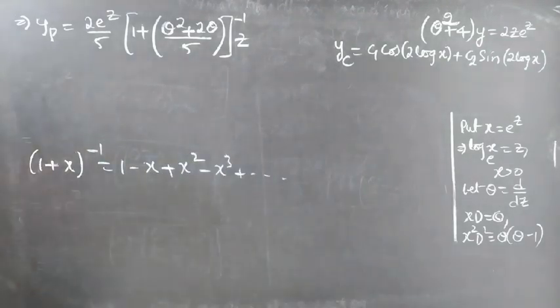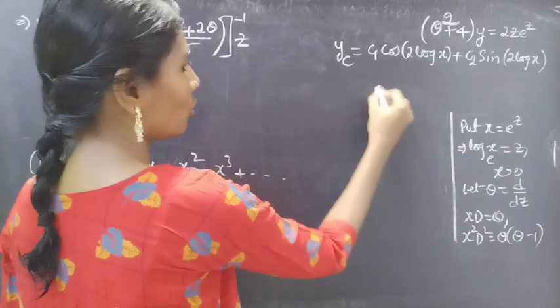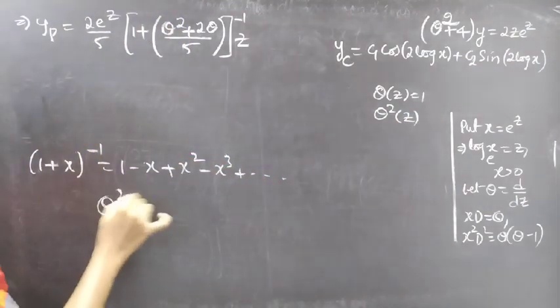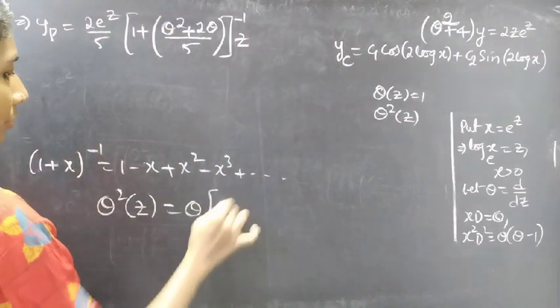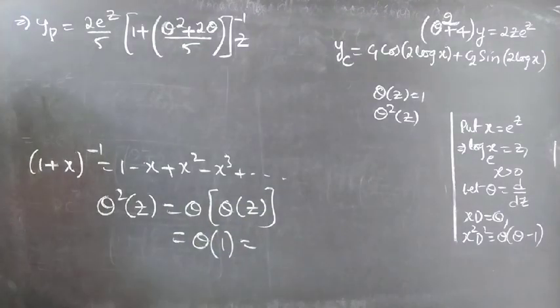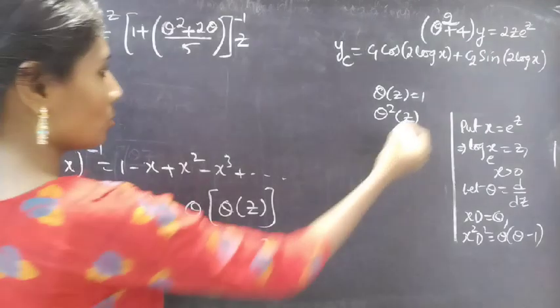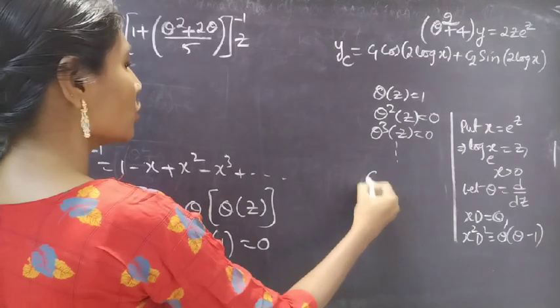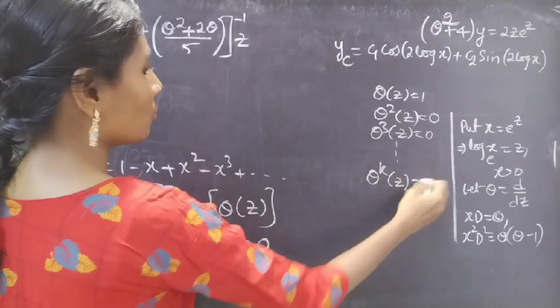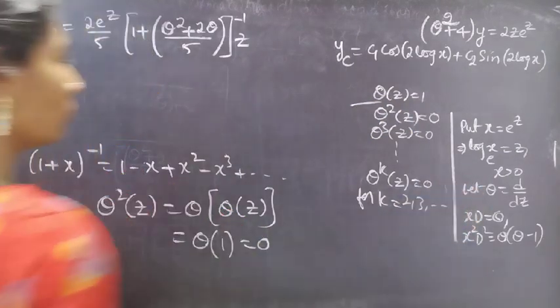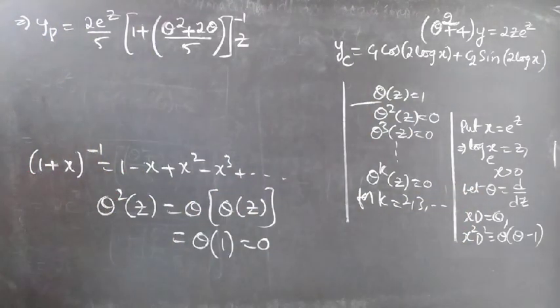So before applying this formula, we'll find derivatives of z. Theta of z is 1. Theta square of z we can write as theta of theta of z. We have the value of theta of z, which is 1. Now find theta of 1. Derivative of 1 with respect to z is 0. So theta square of z is 0. Likewise, theta cube of z is 0, and so on. In general, theta power k of z is 0 for k equal to 2, 3 and so on. Right? Now keeping this in mind, we'll expand 1 plus x whole inverse using this formula.